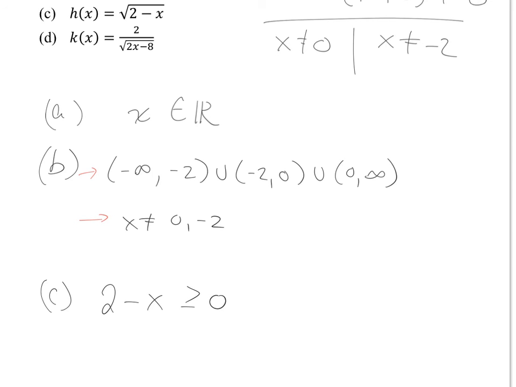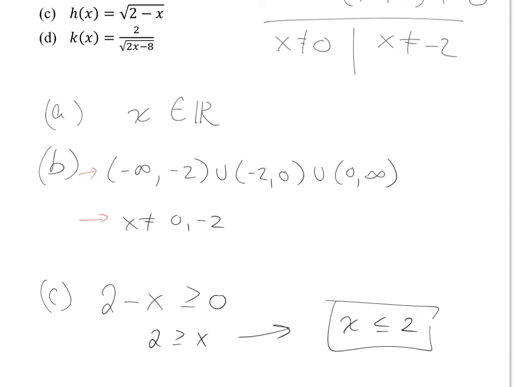Again, think about it logically for part C. Underneath a radical, you cannot have negative numbers. So whatever is under the radical has to be 0 or positive. What numbers are 0 or positive are numbers that are greater than or equal to 0. So whatever is underneath the radical in part C, you simply set that greater than or equal to 0 and solve. Add the x over, you get the following statement. And what does this tell me? Really, this means x is less than or equal to 2.